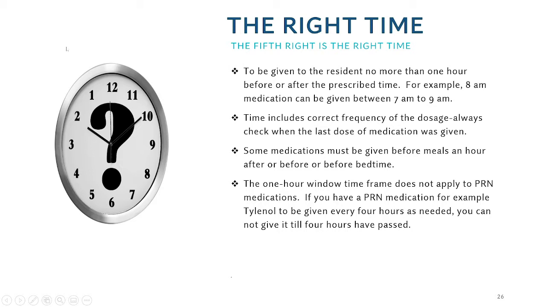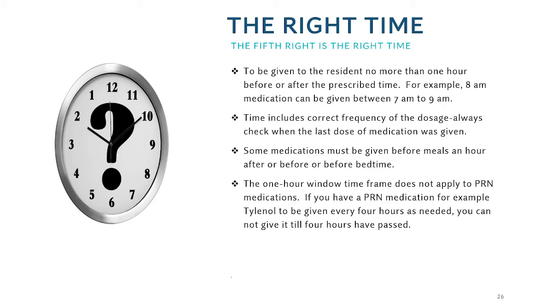Okay, so we are talking about the right time. That is the fifth right. The medication is to be given to the resident no more than an hour before the prescribed time or an hour after. So when you're working in an assisted living facility, we are looking at a 2-hour window of when a medication can be given. For example, if a medication is ordered to be given at 8 a.m., it can be given between 7 a.m. and 9 a.m.